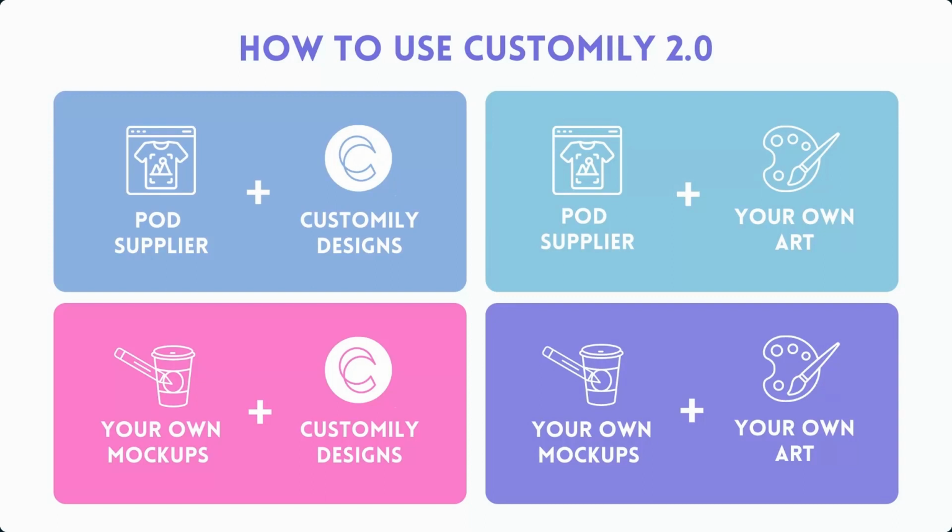Starting top to the left, you can work with a print-on-demand provider who has its own product catalog and add a design from Customily's library to it. This will be the fastest path and the one that will allow you to have a published product ready to sell in minutes.